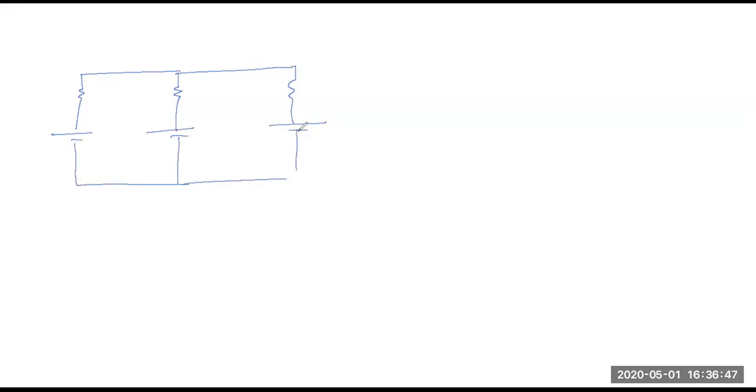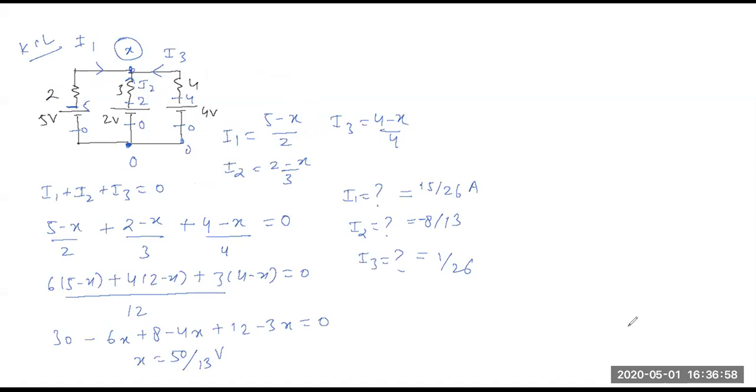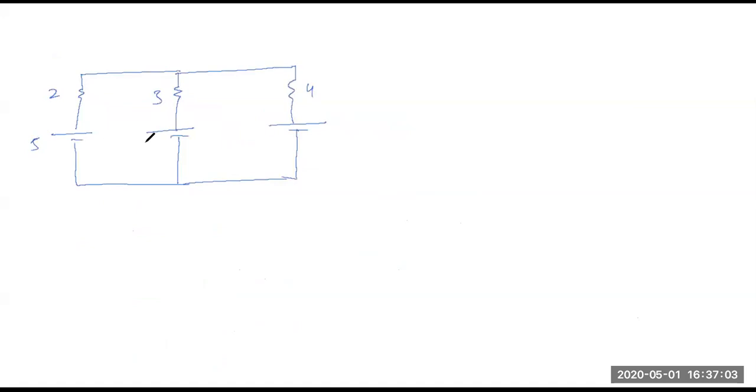So the question was something like this. We had a resistor here, a resistor here, and a resistor here, a battery here, a battery here, and a battery here, right? Now this was 2, this was 3, this was 4, I think. And what were the potentials? 5, 2, and 4, right? So the resistances are in ohms, and the potentials are in volts, right?